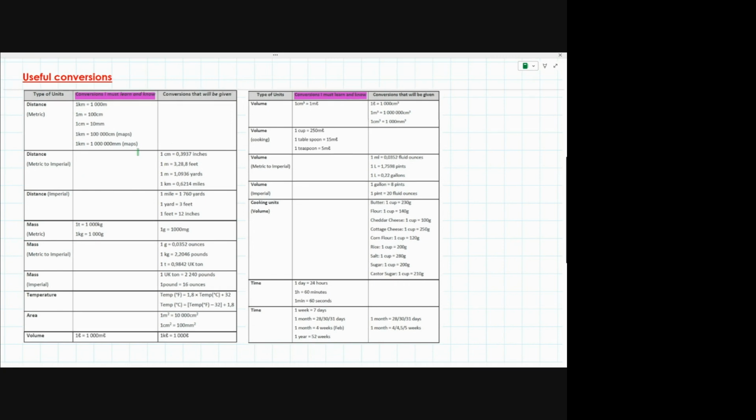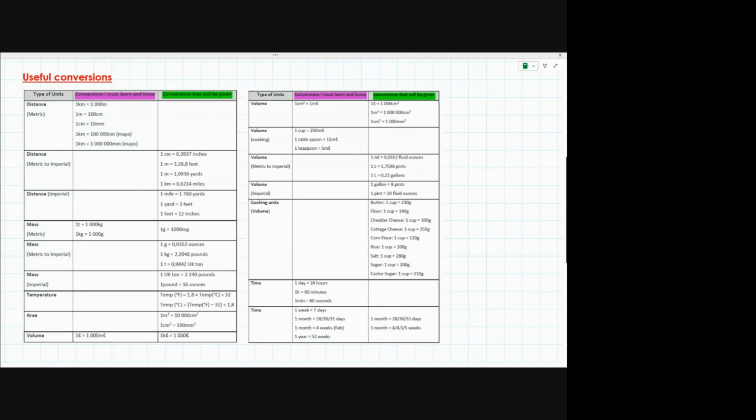Generally speaking, conversions that work with our measurement systems, the metric system, we expect you to know. So I expect you to know how to convert centimeters to meters, meters to kilometers, etc. But anything in the imperial system, we don't expect you to know. So I don't expect you to know that there are 2.54 centimeters in an inch. I don't expect you to know how many feet there are in a yard, or how many ounces there are in a gram, etc. Those will all be given to you.